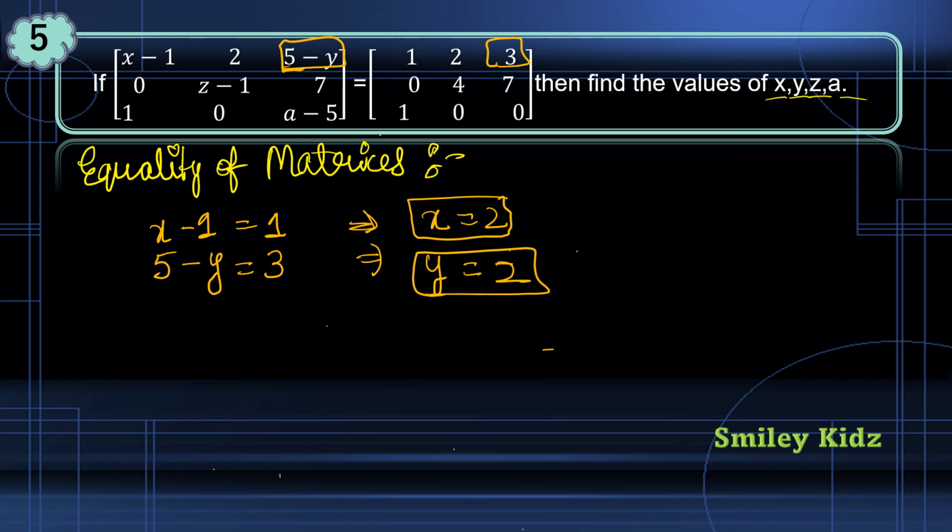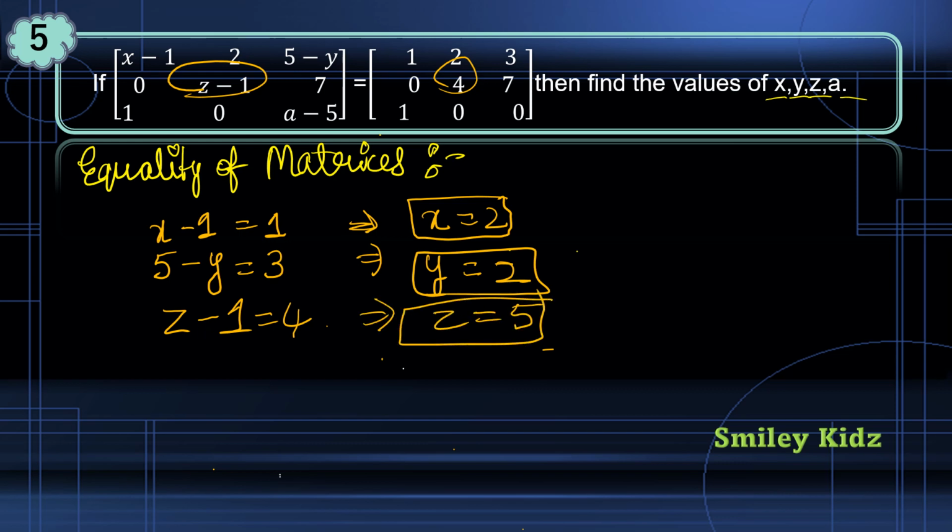Here again, we have 0 equals 0, so that is none of our concern. Then we have z minus 1, which is equal to 4. So z minus 1 equals 4. So z is equal to 4 plus 1, which is 5. So let's write it over here. z is equal to 5.